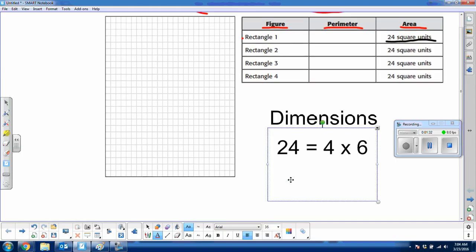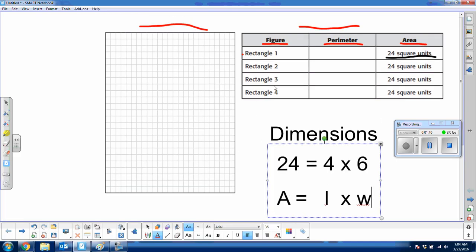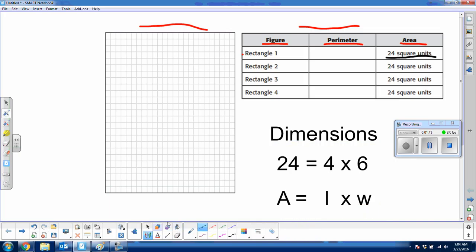Now remember, area equals length times width. That's going to come into play in just a little bit, okay? So with that now, we're going to create a rectangle using this 4 times 6. So remember, the length is 4, and length is always lying down. So 1, 2, 3, 4. And then I need to do 1, 2, 3, 4, 5, 6. And then what I'm going to do is just finish my rectangle.